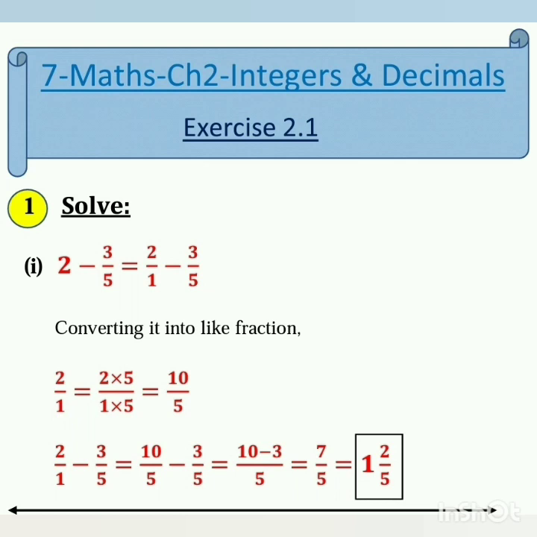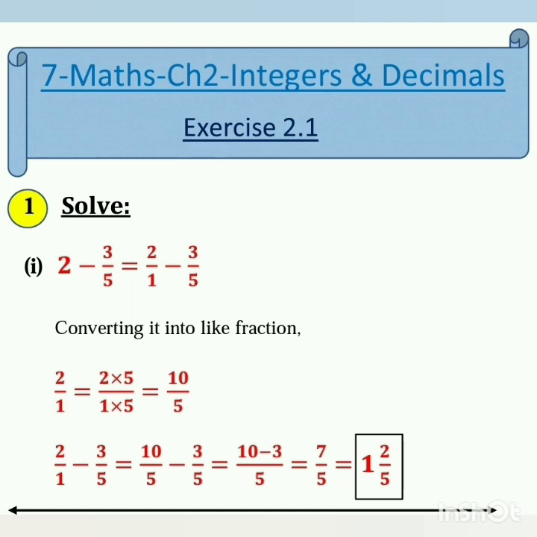Exercise 2.1, first sum, first one. 2 minus 3 upon 5 is equal to 2 upon 1 minus 3 upon 5. It's clear that both the fractions are not like fractions, so we have to convert them into like fractions. For that, 2 upon 1 is equal to 2 into 5 upon 1 into 5, which will give you 10 upon 5. Now 2 upon 1 minus 3 upon 5 is equal to 10 upon 5 minus 3 upon 5.